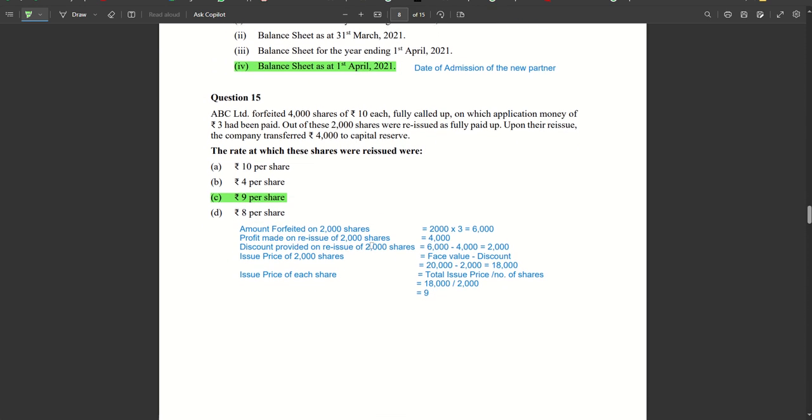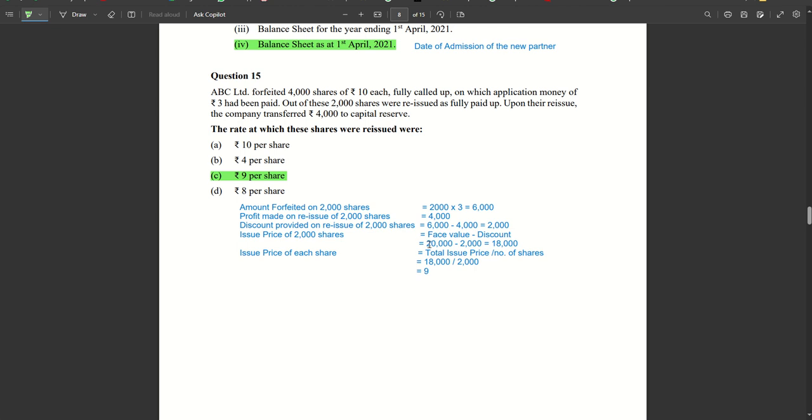All right, let's move on to question 15. Here, this is a forfeiture sum where 4,000 shares are forfeited, on which application money of rupees 3 had been paid. And out of these, 2,000 shares were reissued as fully paid up. Upon their reissue, the company transferred 4,000 to capital reserve. So our focus is on 2,000 shares. We are asked to calculate the rate at which these shares were reissued. That means at what price.